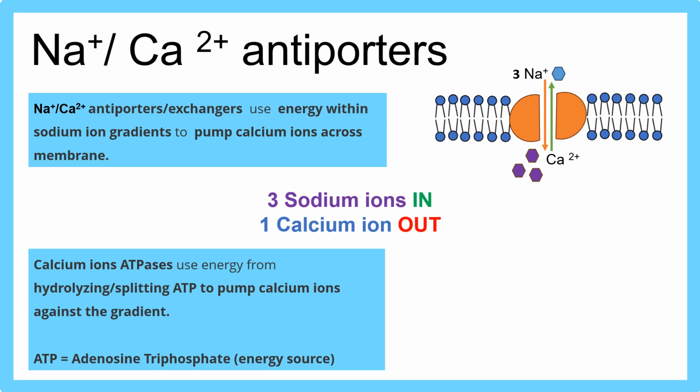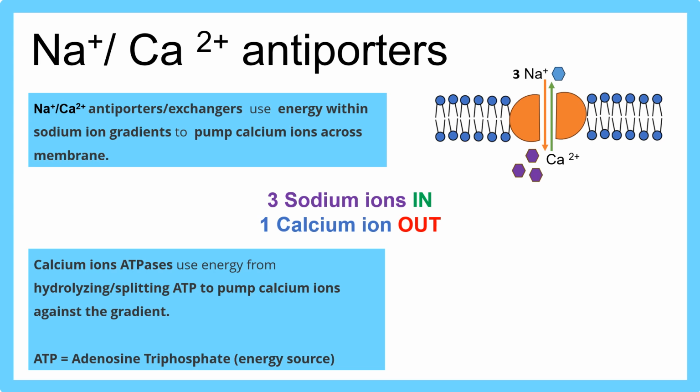What that means is that the calcium ions aren't able to move across on their own. It needs to utilize sodium ions, which is another type of ion, to be able to pump the calcium ions across the membrane using energy. Every time one calcium ion goes out, 3 sodium ions come in. So there's a form of exchange, where some ions are coming in and other ions are going out.